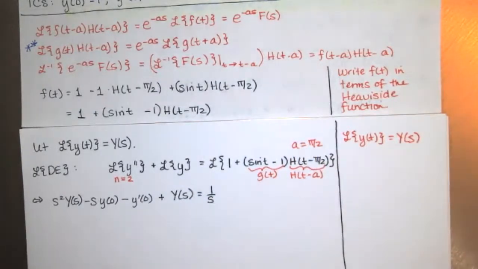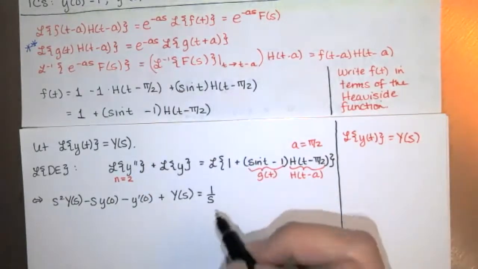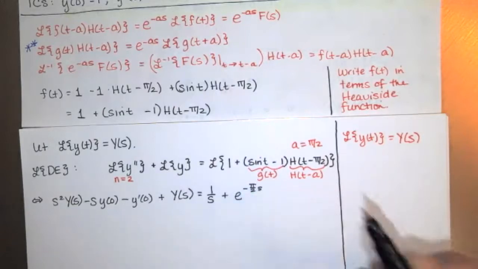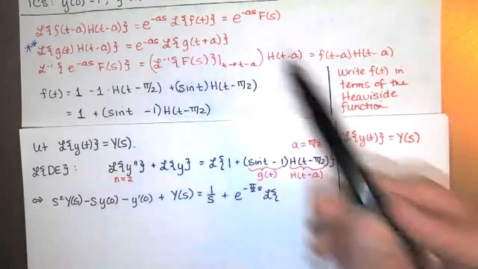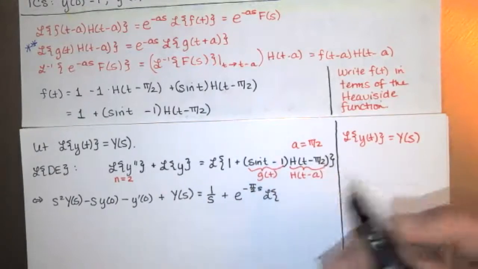So this Laplace transform of g of t times h of t minus a is equal to e to the negative as. So it's e to the negative pi over 2 times s times the Laplace transform of g of t plus a. So I'm replacing the t with t plus pi over 2.